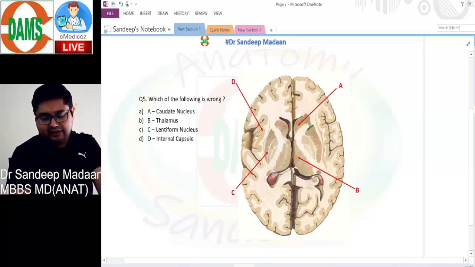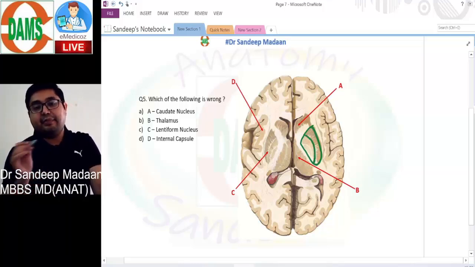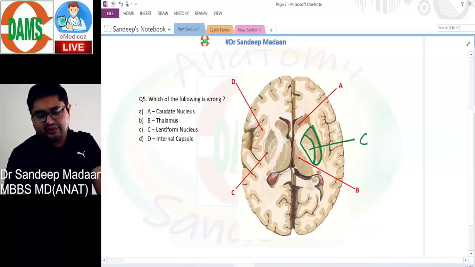And here you can see, if I draw the lentiform nucleus again, the inner part of the lentiform looks paler in the section, right? So that is why it is called the pallidum. What is this nucleus? Globus pallidus. What is this? Putamen. So putamen and globus pallidus together are called the lentiform nucleus.